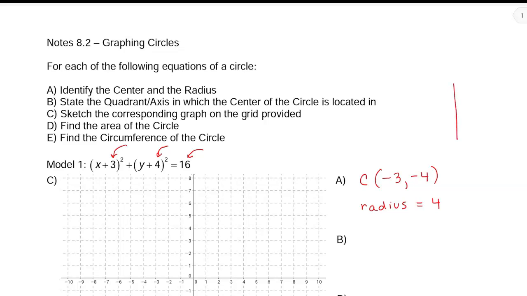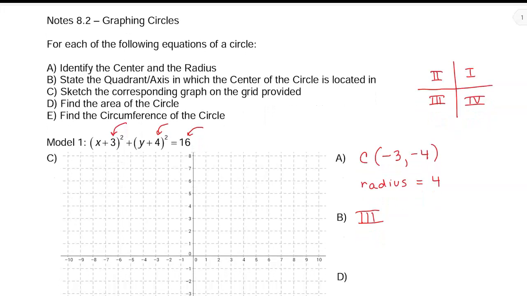So let's review that. Here are the 4 quadrants. They start up here as quadrant 1, and then we go 2, 3, and 4. Our center happens to be down in the 3rd quadrant. We usually write the Roman numeral 3 to represent the 3rd quadrant. Part C is to sketch the graph of the circle.